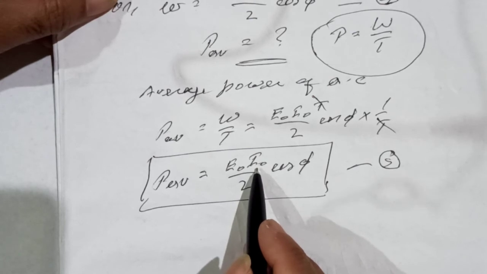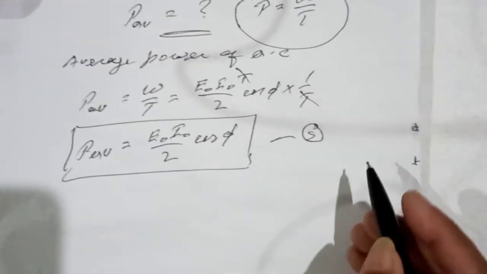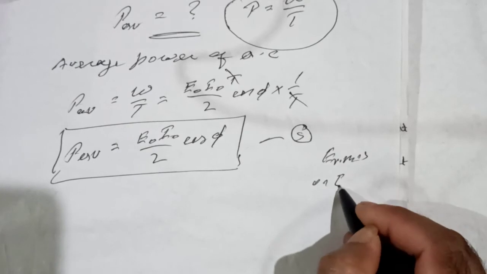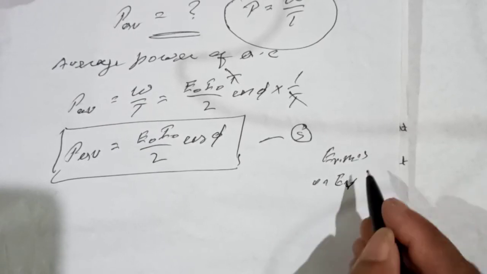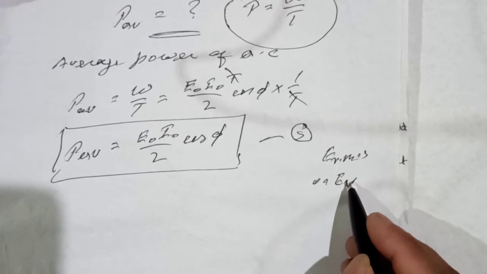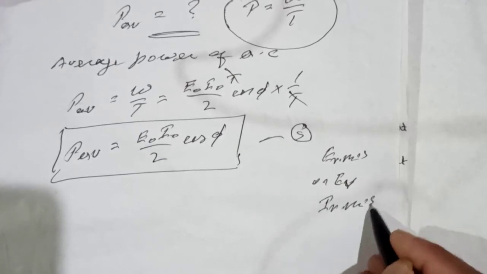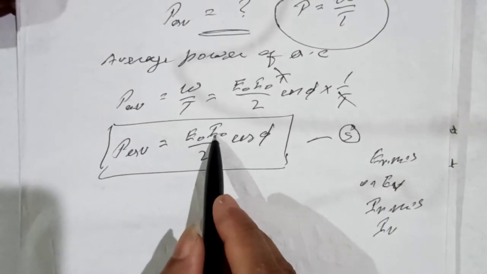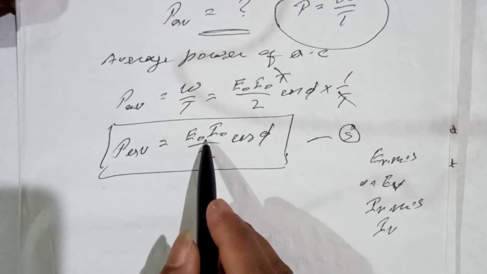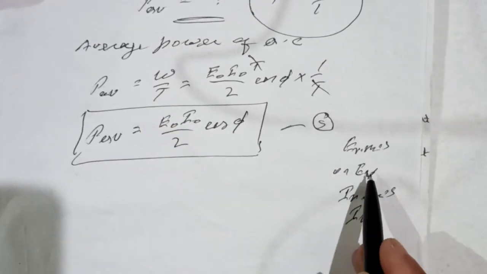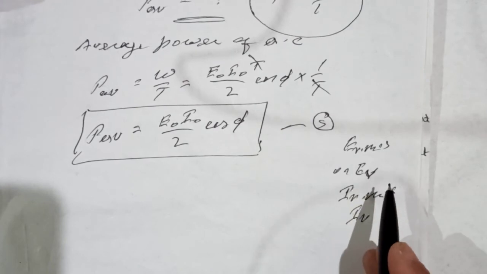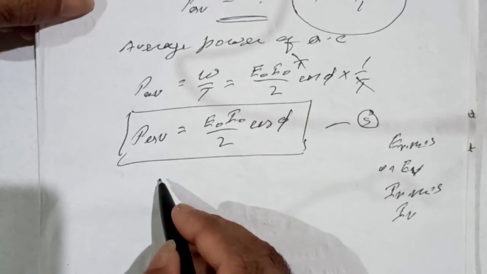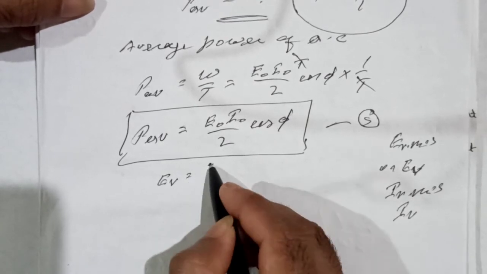Now if we like to put it in terms of root mean square value, we know that root mean square value is E RMS or E V, virtual value. Both are the same. Root mean square value is also called virtual value, or I RMS, I V. Peak value of EMF and peak value of current are related to the RMS value by the relationship E V equal to E naught by root 2.